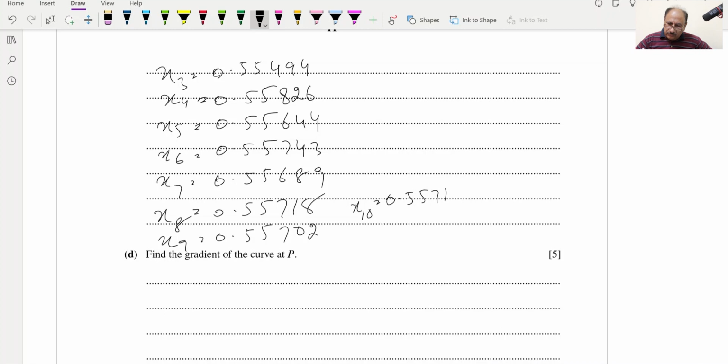Now what we can do, we can see this portion is repeating in 3 terms, so we'll stop over here, and our answer will be 0.557, and this will be the final answer. Hopefully you understood this.